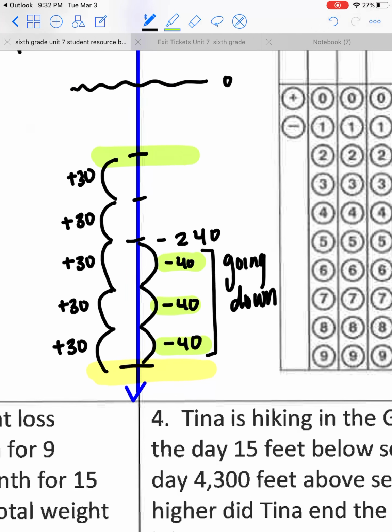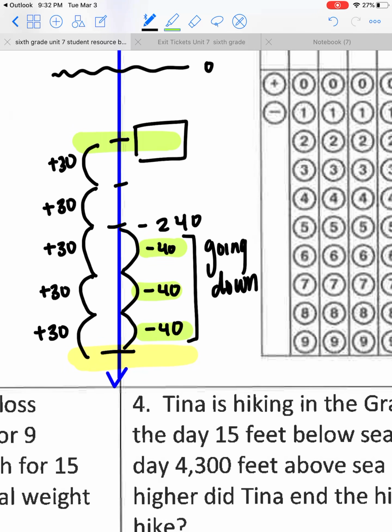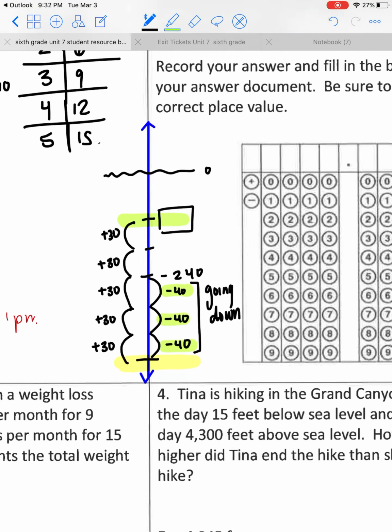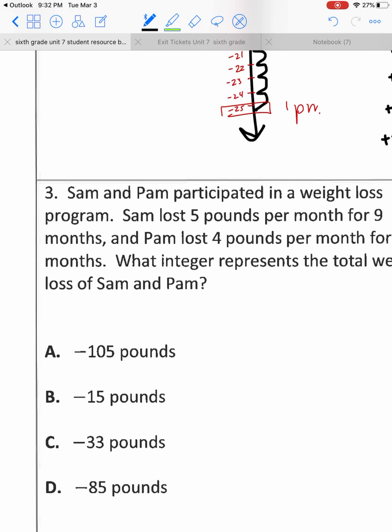This question is asking you to find what is his location after the 8-hour period. After he went down for 3 hours, and then he went up for 5 hours. Okay, this visual should really help you understand this question. And I'm going to go ahead and leave you with this task for this question. This is question number 2.